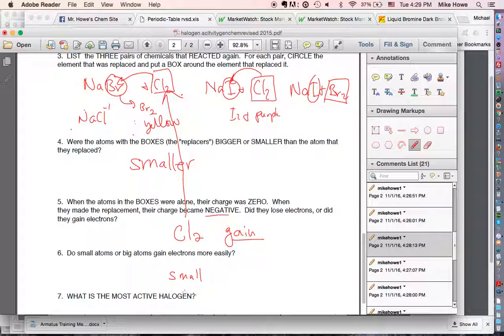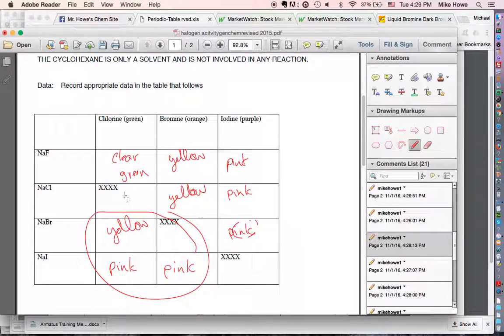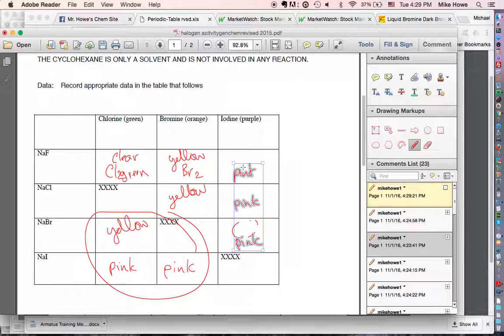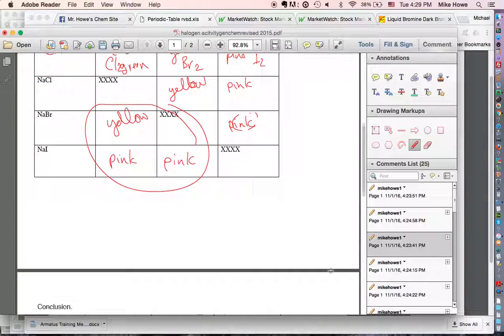So looking at our data, what's the most active halogen? If you come up here, did anything replace the fluorine? So you had NaF, and it was this clear green color, that'd be chlorine, right? So chlorine didn't kick out the F. Did bromine kick out the F? Nope. Did iodine kick out the F? No. That's I2. So what's the most active? It'd have to be the F, because nothing was capable of replacing it. So nothing's capable of replacing the F, therefore it's the most active.